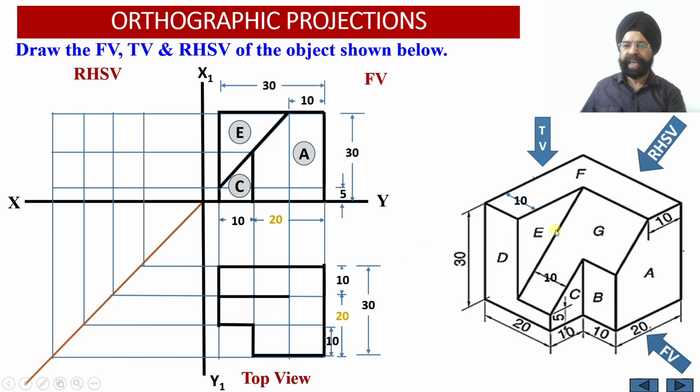Right, now I have to draw this web, that is the surface F. So this surface F we are going to join now. 10 millimeter along the depth and 10 millimeter along the width.